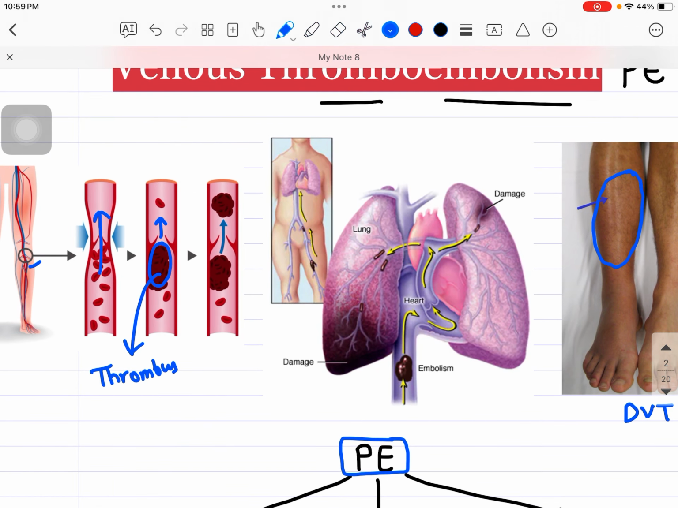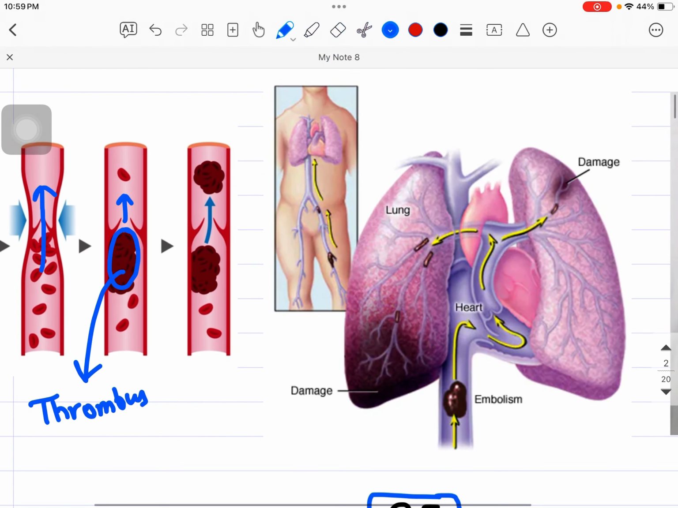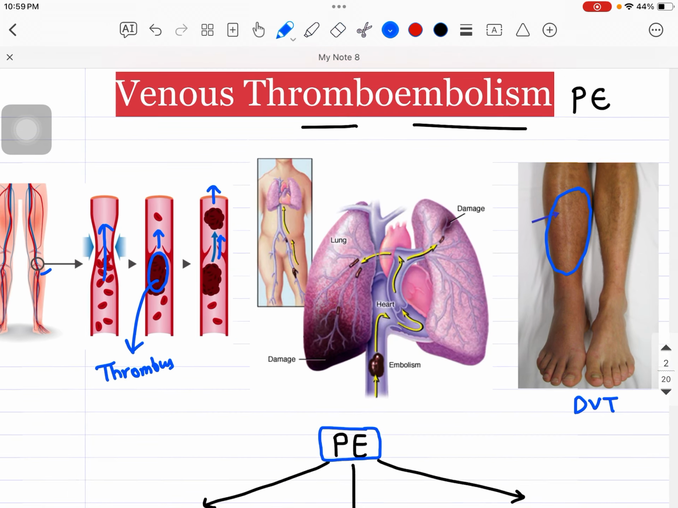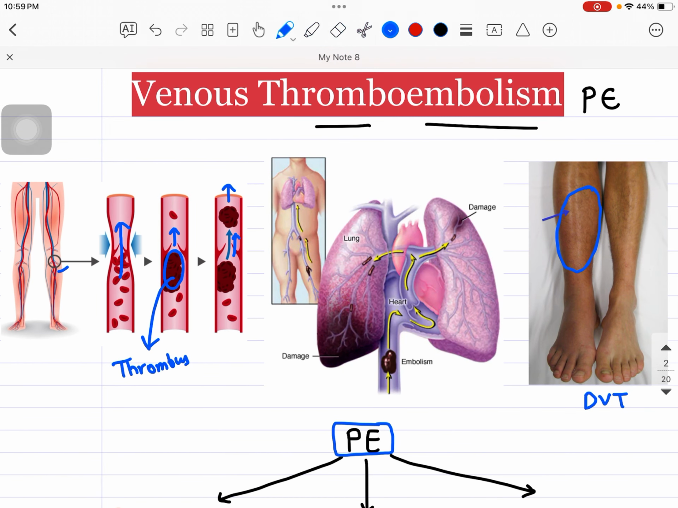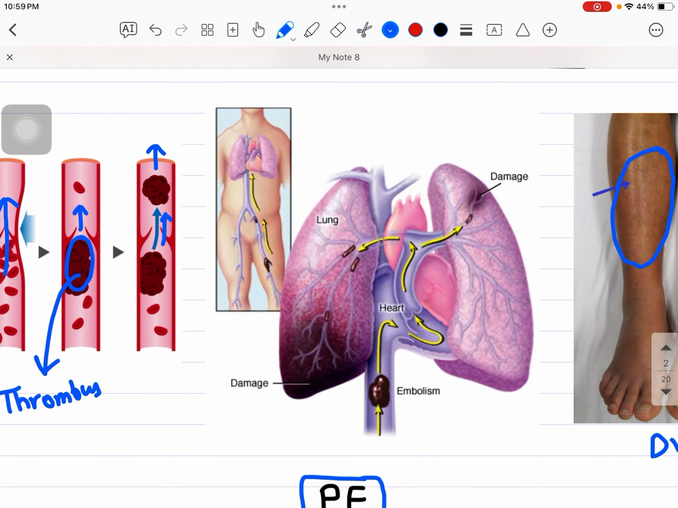Now, due to some reason, if this thrombus gets dislodged from its location, then it may move further, and it can freely move into the blood circulation. And if it is freely moving in the blood circulation, it can further block some kind of artery, right?